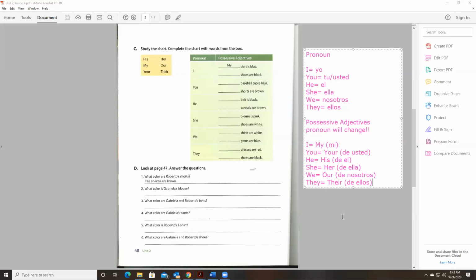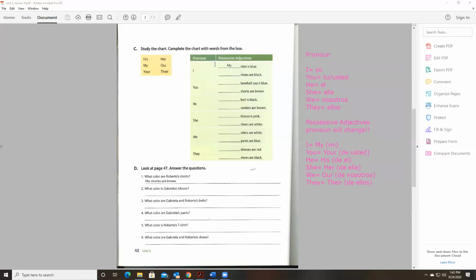Okay. So, for example, my. Okay. I, estoy hablando de mí misma. Okay, pero estoy hablando de algo que es mío. My shirt is blue. ¿De quién es? Okay, so, mi camisa es azul. ¿De quién es la camisa? Mía. Right? So cambia a, en vez de I, cambia a my, porque es mía.